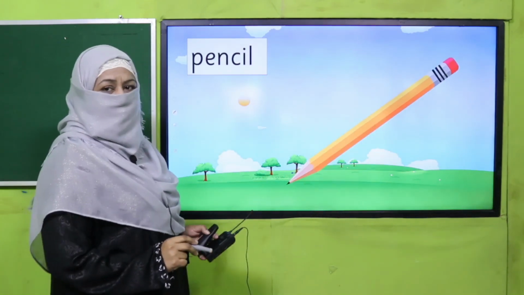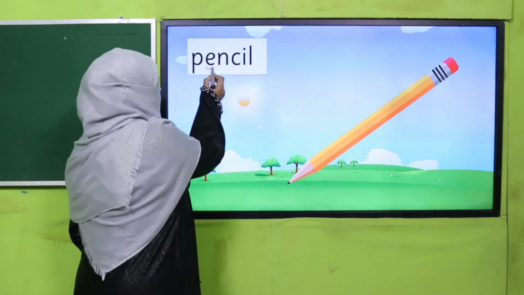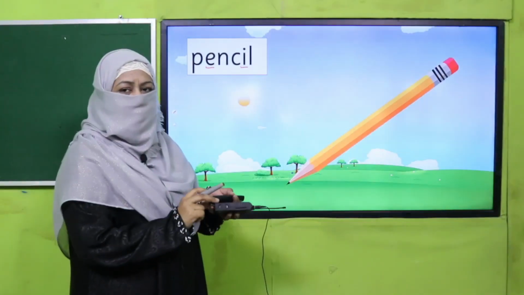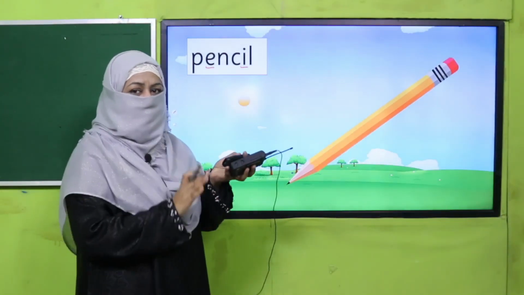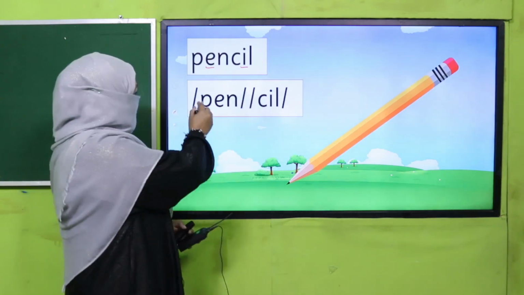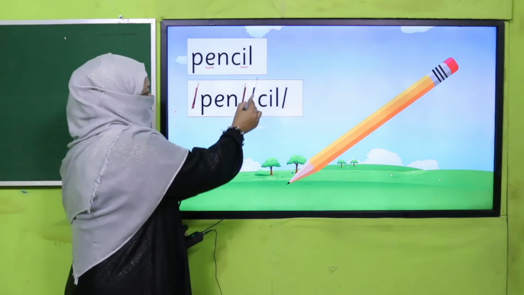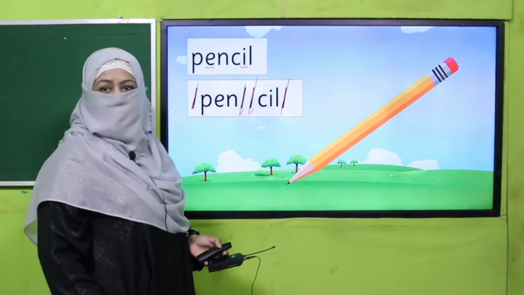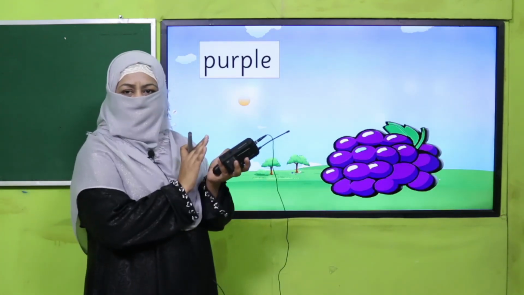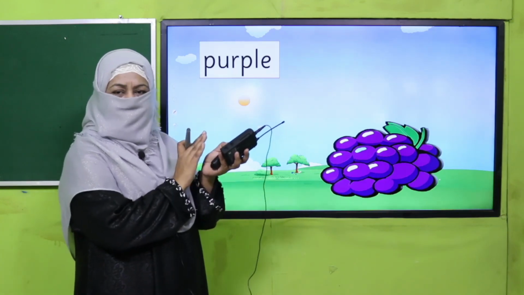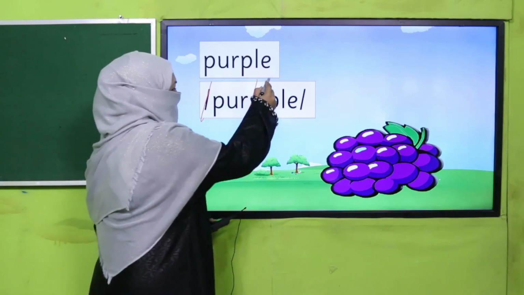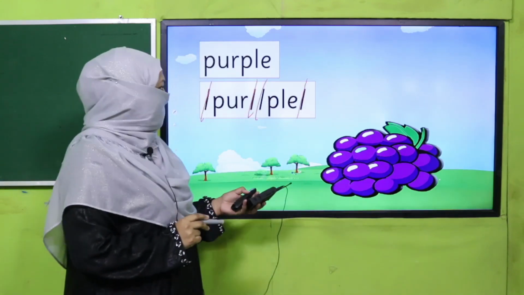Now look at this word. How many vowels are there? E and I. Both are vowels. So when you say it, it will sound like pencil, pencil. So how many syllables are there? There are two syllables, pencil. All right? Okay. Purple, purple. How many syllables? Good. Two syllables, purple. Right?